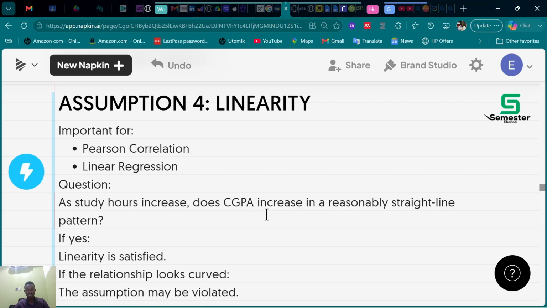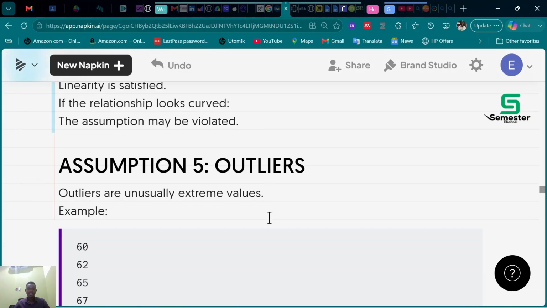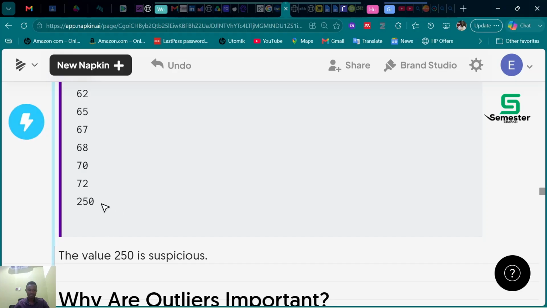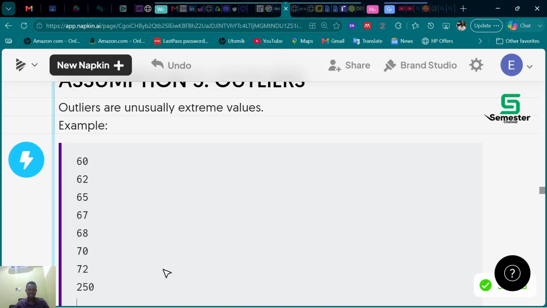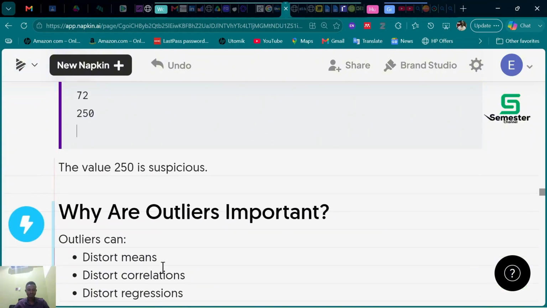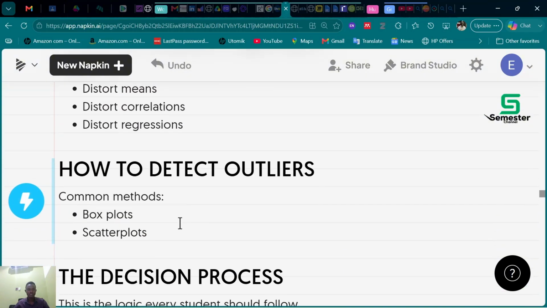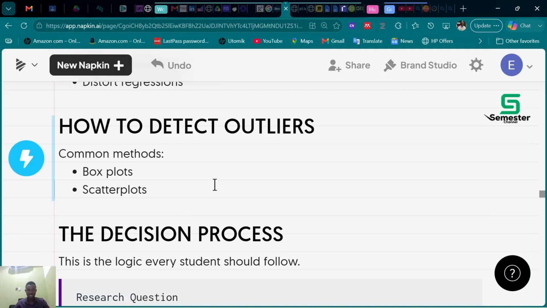Okay, good. So linearity, it just means that, as an example, as study hours increase, CGPA increases as well in a straight line, or there is a curve somewhere. And then outliers, I've mentioned this already. This is a huge figure when compared to the others, so that's an outlier. How to detect outliers? You can use box plots, I mentioned earlier, scatter plot as well. You could see that one data point is not near where the other data are clustered.